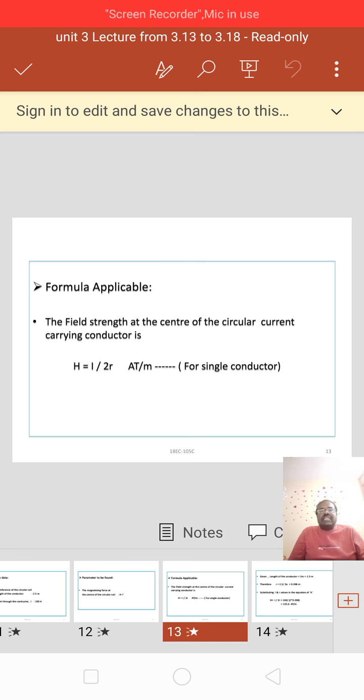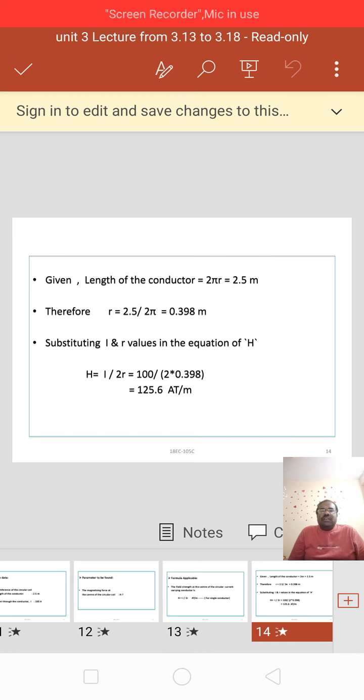The field strength at the center of the circular current carrying conductor is H equal to I by 2r ampere turns per meter for a single conductor. Okay, simple. Given length of the conductor 2 pi r, that is the circumference of the conductor, 2 pi r equal to 2.5 meters. We want to find out the distance, that is r equal to 2.5 by 2 pi, that is 0.398 meters.